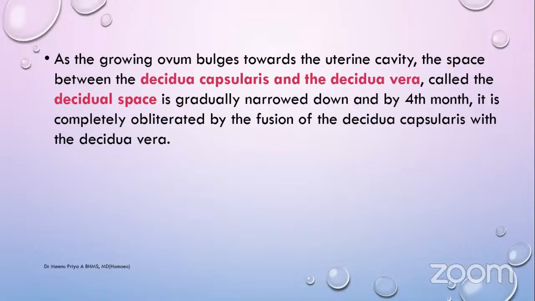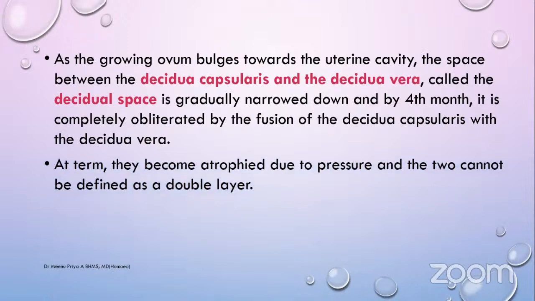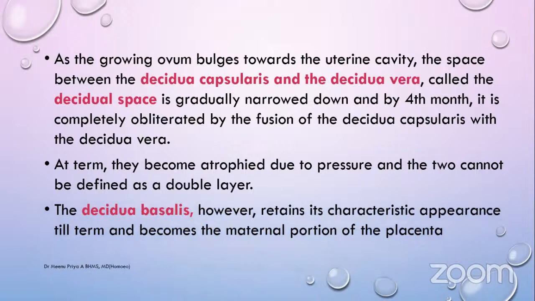Now there is no decidua capsularis. Differentiation is lost by the fourth month between capsularis and vera. And at term, when the pregnant lady comes to term, they become atrophied due to pressure, and the two cannot be defined as a double layer. They become one. But decidua basalis, however, retains its characteristic appearance till term, which is in direct contact with the implantation product, and becomes the maternal portion of the placenta.